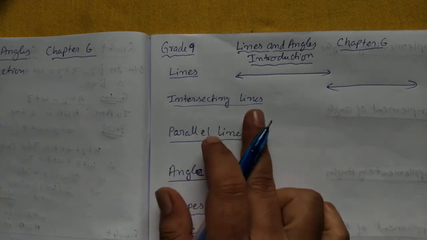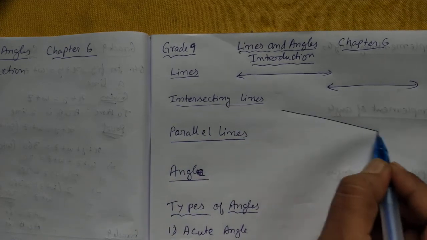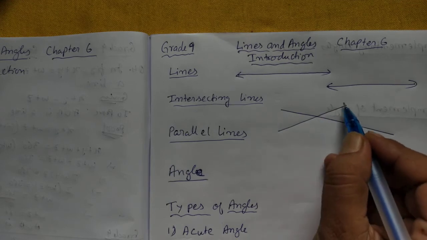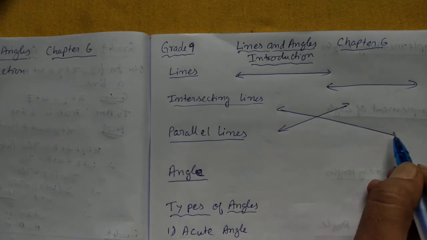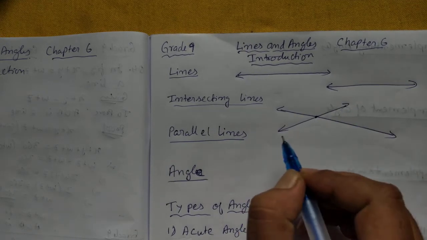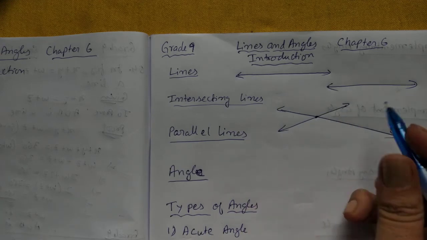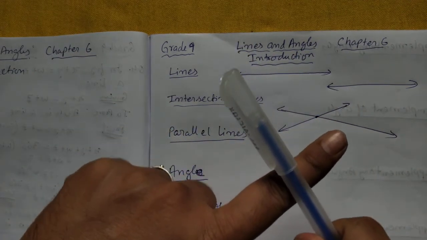Clear? Intersecting lines. When two lines cross at some point. Suppose this line is crossing at some point. Those lines are called intersecting lines. Crossing. Clear?